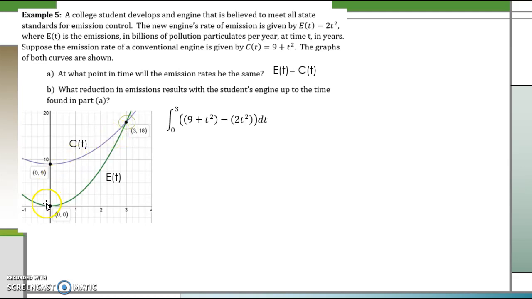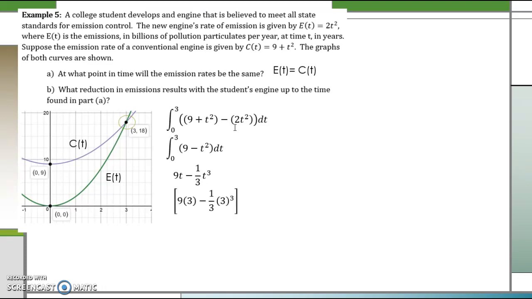This tells us we want to evaluate from 0 to 3 using this as our boundary, and we're looking for the area in between here. This will help us determine what reduction in emissions results with the student's engine up to the time that they are equivalent to one another. So I need to take my top function, 9 plus t squared, and subtract 2t squared before I can find the antiderivative. Subtracting, I end up with 9 minus t squared, which now we can find the antiderivative of: 9t minus 1/3 t cubed.